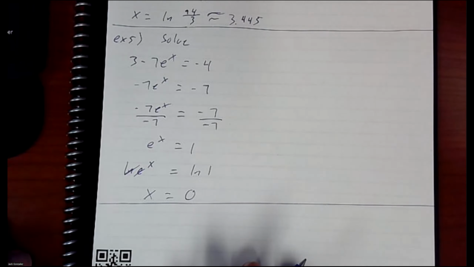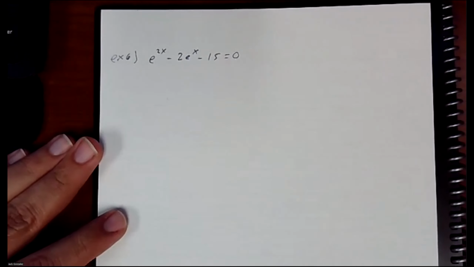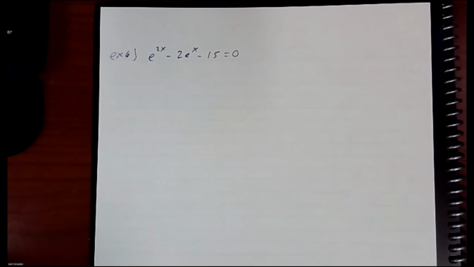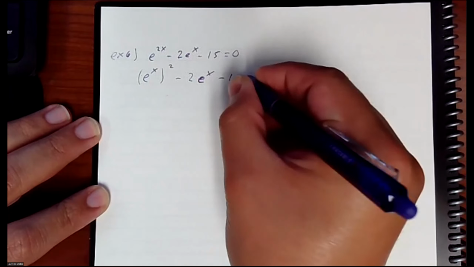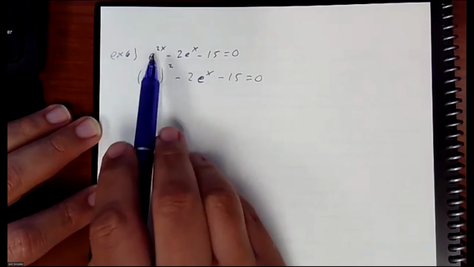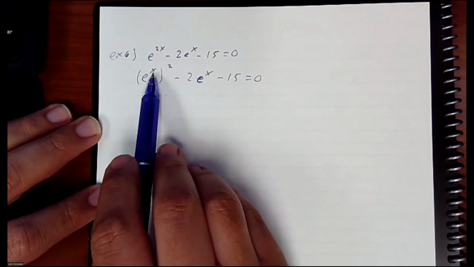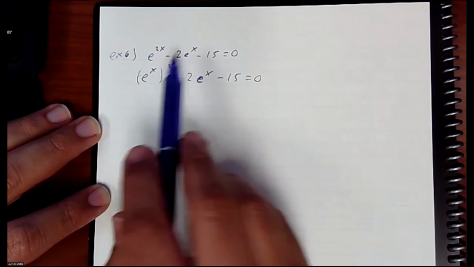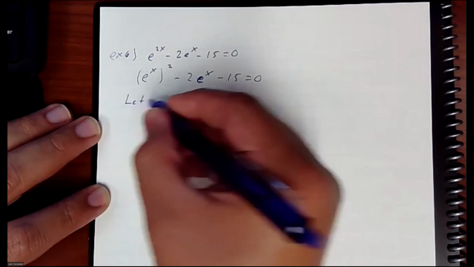Notice how this is a quadratic type of equation. This is the same as e to the x squared. Do you agree? e to the 2x is the same as e to the x squared, using our properties of exponents.